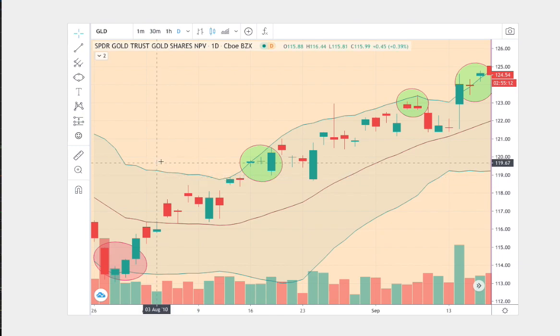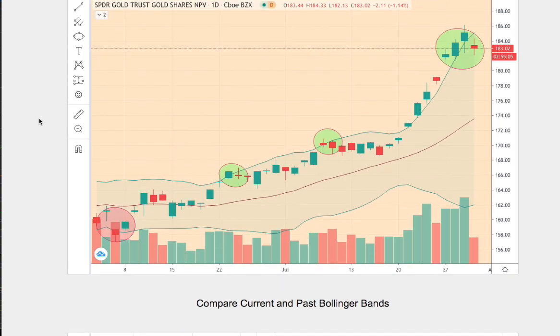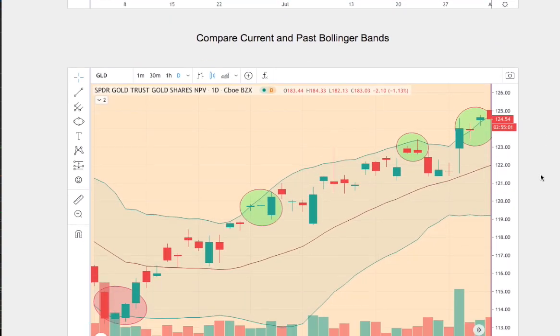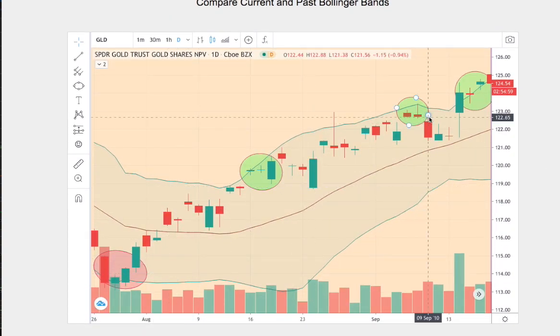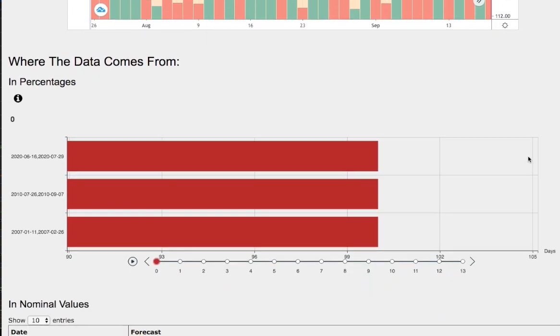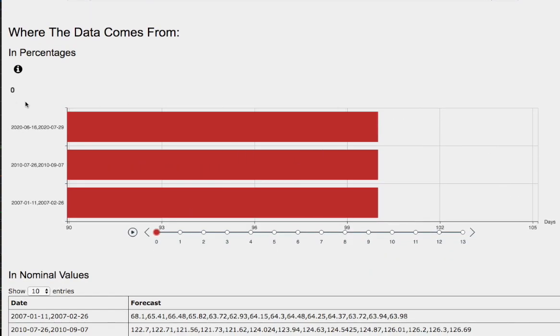This trend dates back to July 26 to September 7th, 2010. So let's begin comparing both the trends. What we have is 1, 2, 3, 4 points. And on the trend in question, we also have 1, 2, 3, 4 points. So there's reason to believe that the trends and patterns are somewhat the same. The outcome and forecast should be fairly the same.